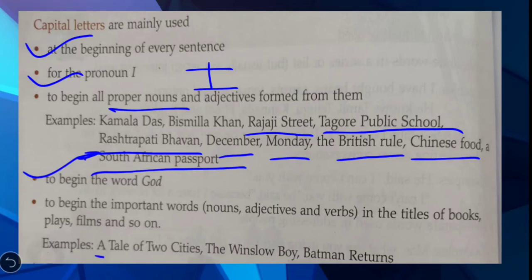A Tale of Two Cities is the name of a story. The Winslow Boy. Batman Returns is the name of a film. So students, when there is a name of books, plays and films, we have to write the first letter capital. And look at all the first letters capital: The Winslow Boy, Batman Returns. So students, I hope it's clear to you where you have to use capital letters. Now we'll see some exercise related to it.